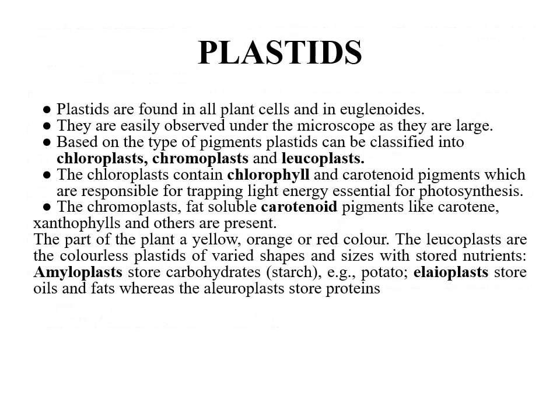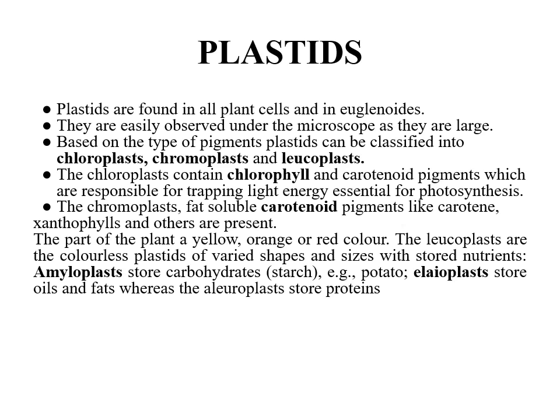Next topic is plastids. Plastids are found in all plant cells and in euglenoids. They are easily observed under the microscope as they are large. Based on the type of pigments, plastids can be classified into chloroplasts, chromoplasts, and leucoplasts. The chloroplasts contain chlorophyll and carotenoid pigments, which are responsible for trapping light energy essential for photosynthesis.